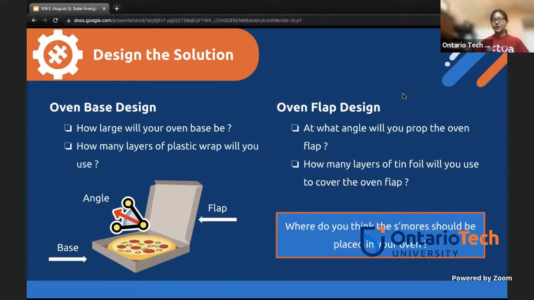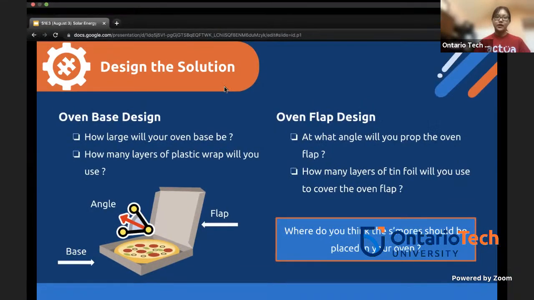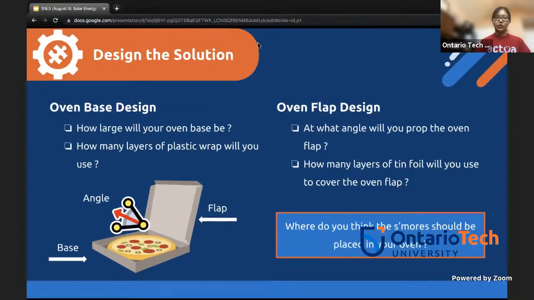Where do you think the s'mores is going to be placed in our oven? You can type it in the chat. Where is the s'mores going to go?